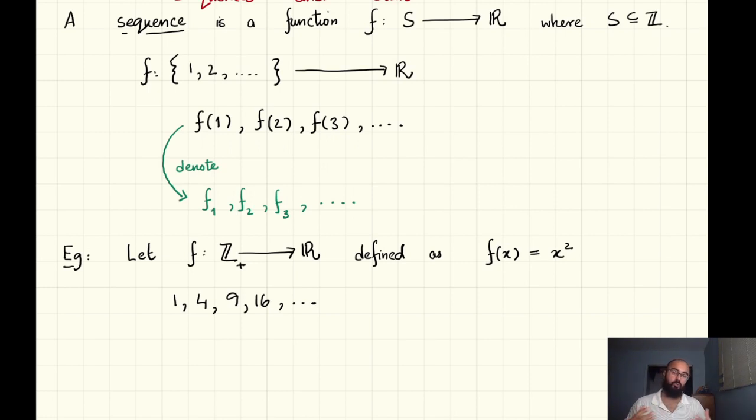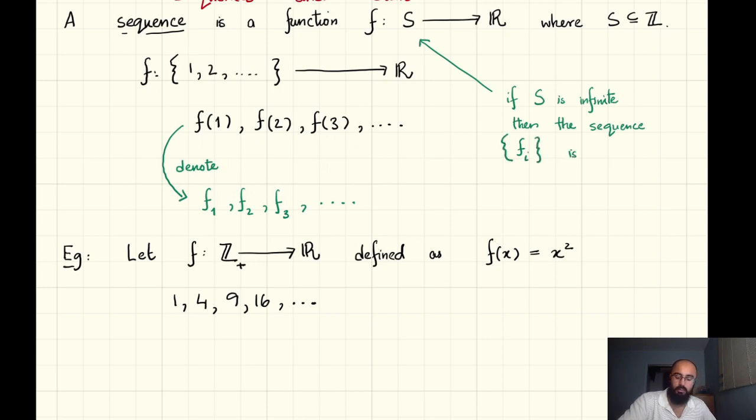Notice that the subset we chose in this example was the positive integers. You can make another sequence where you take the subset to be negative integers, and so on and so forth. Whenever this subset S is infinite, which in our example it is, we call the sequence f an infinite sequence, and when S is finite, we call the sequence finite.